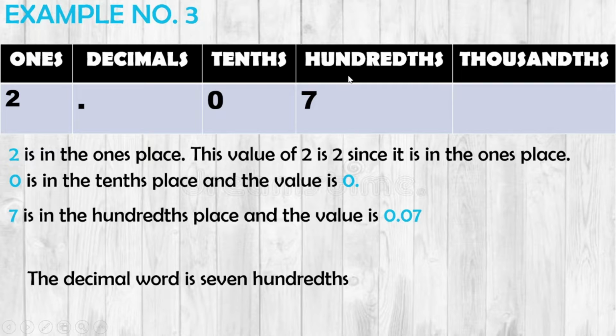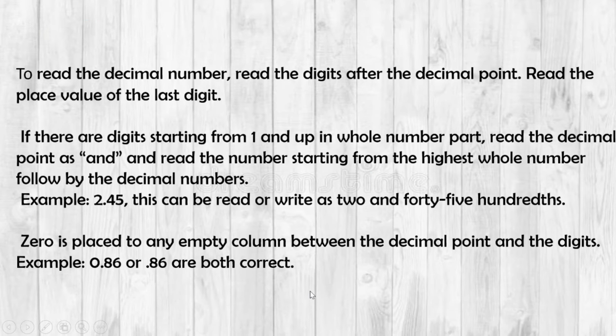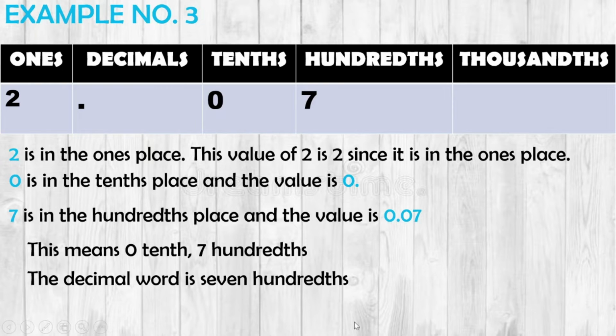7 is in the hundredths place and the value is 0.07. Here, the 7 is in the hundredths place. And then, its value is 0.07. This means 0 tenths or 7 hundredths. The decimal word is 7 hundredths. Or we can read that as 2 and 07 hundredths, or 2.07. That is how we read 2.07.